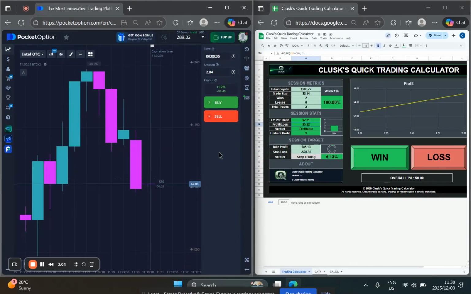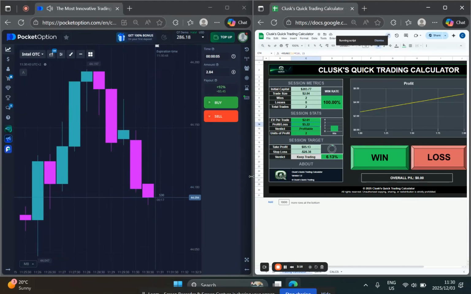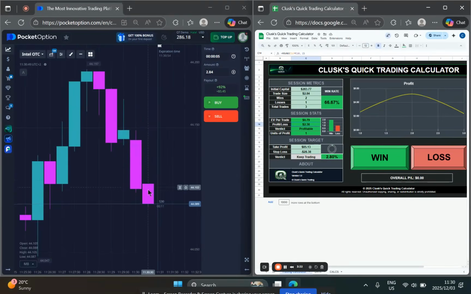So here we go, brand new candle. It looks like we're going down strongly. So at 25 seconds, we're going to take a sell. And we're going to ride with this trend. And we lost that one. So we're going to update that loss over there. And we're just pretty much going to keep following this and keep testing it.